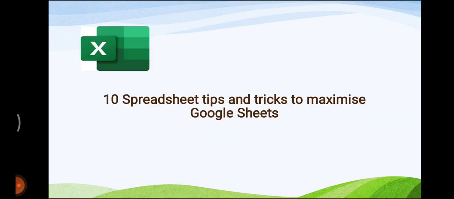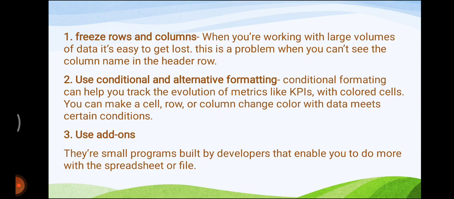And the next is the spreadsheet. So I have here the 10 spreadsheet tips and tricks to maximize Google Sheets. So the first one is freeze rows and columns. When you're working with large volumes of data, it's easy to get lost. This is a problem when you can't see the column name in the header row.